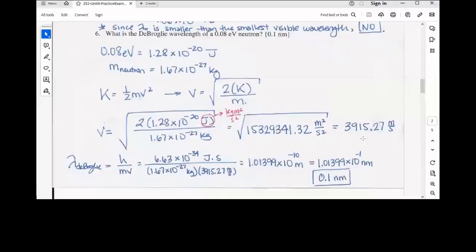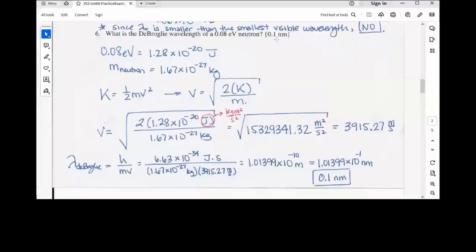3,915.27 meters per second. I don't just need to know how quickly the neutron is moving, but I need to know its linear momentum so that I can use that to figure out the de Broglie wavelength. So linear momentum is just mass times velocity. I am still just working here with Planck's constant in joule seconds because the unit cancellation is a little bit simpler than if I had done this with electron volts. What we end up with is 1.01399 times 10 to the negative 10 meters.